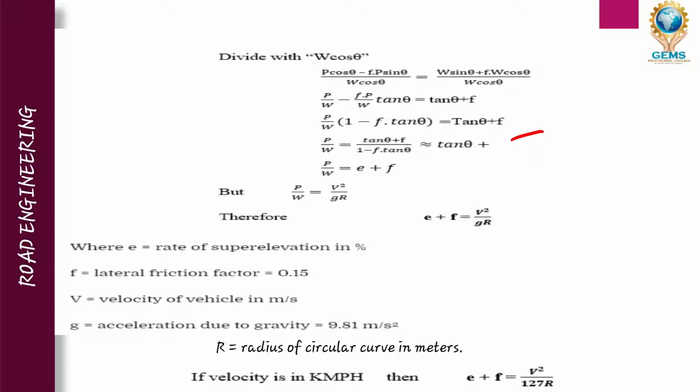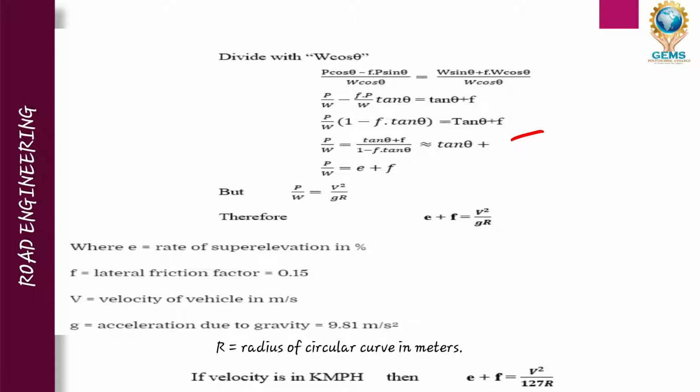Then we will transfer this 1 minus F tan theta to the right hand side. Then P by W is equal to (tan theta plus F) by (1 minus F tan theta), that is approximately tan theta plus F. That is P by W is equal to E plus F. Here E is super elevation, but P by W is equal to V square by G R, that is velocity square by gravity and the radius.